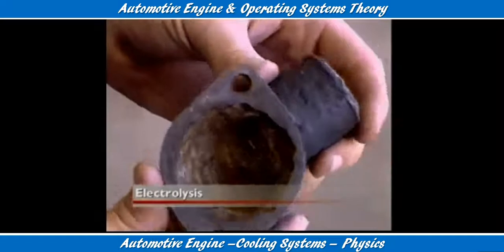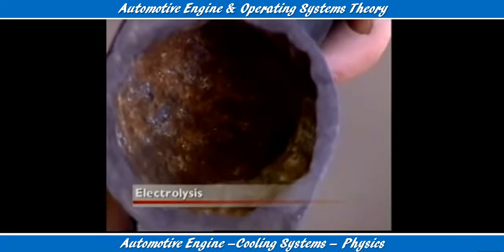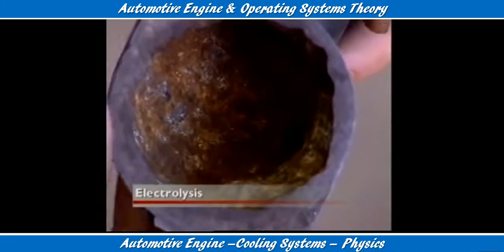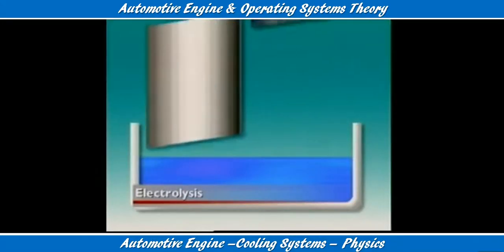Electrolysis is a chemical and electrical process. It occurs when two different metals are in contact in the presence of a moist agent such as water. One of the metals is corroded away. This can occur even in pure water.